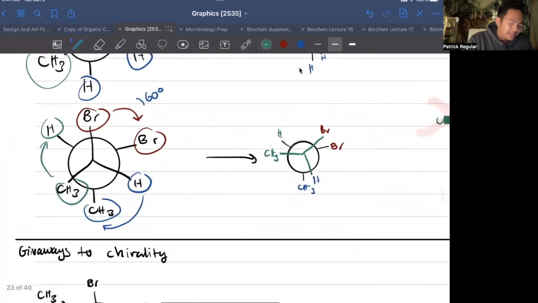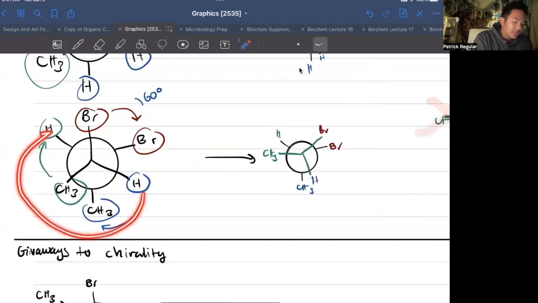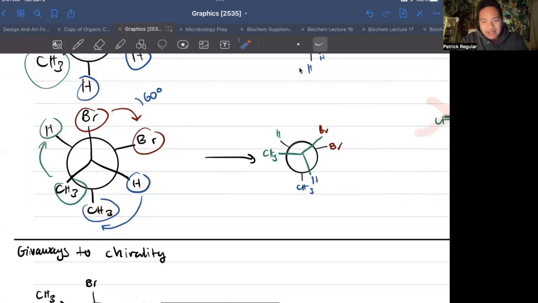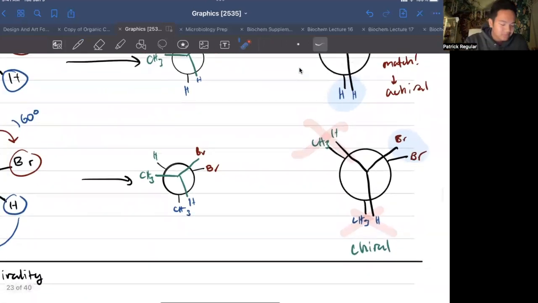Instead of the bromine, let's rotate that hydrogen over here. Well, if you did that, which is plausible, you rotate it 180 degrees. That means this would rotate 180 degrees and eclipse with that bromine, and that bromine would eclipse over here. There's still no matching. All right, so there we go.